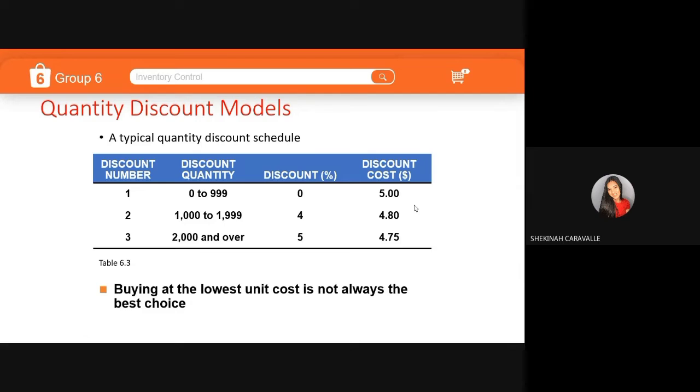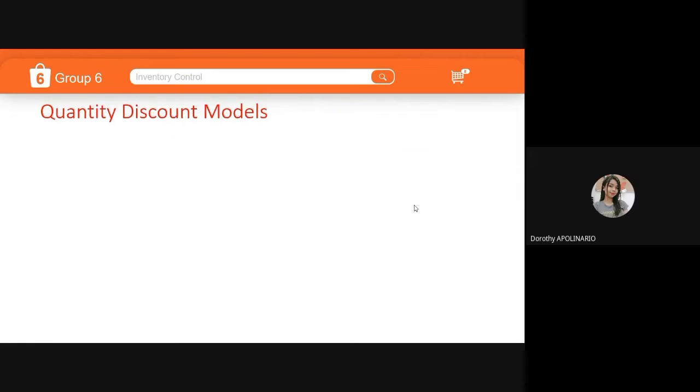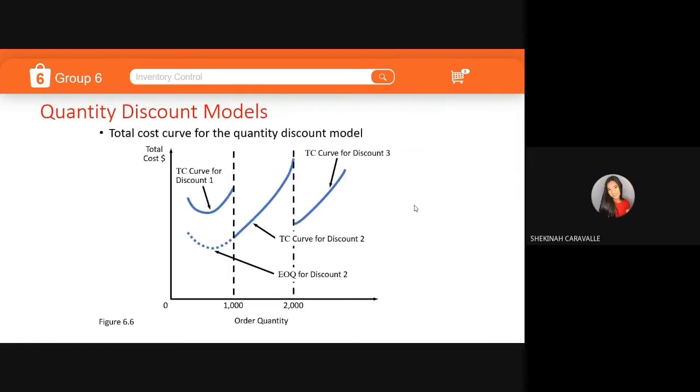Quantity discount models. A typical quantity discount schedule. This is an example of a schedule. Buying at the lowest unit cost is not always the best choice in quantity discount models. Quantity discount models. Total cost curve for the quantity discount model. As you can see in the figure below, this is the curve for discount 1, discount 2, and discount 3.